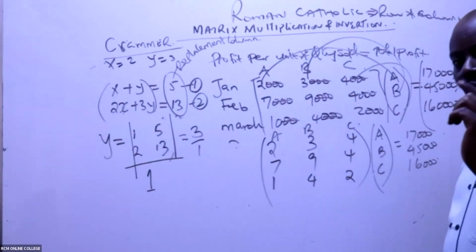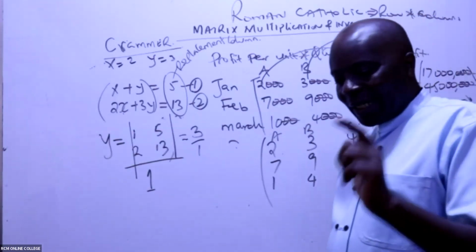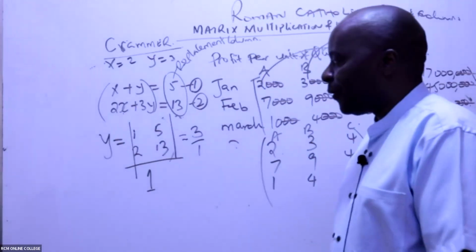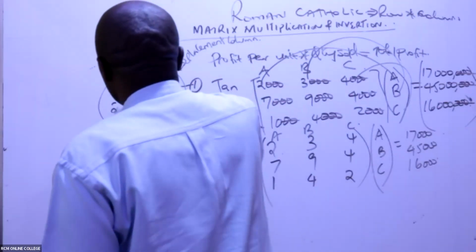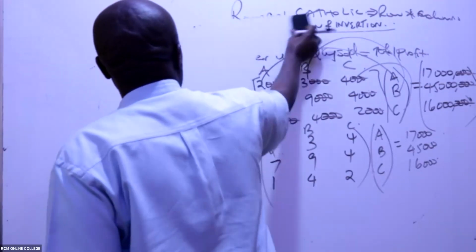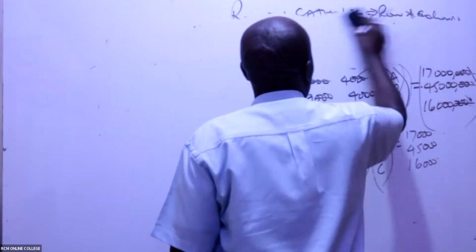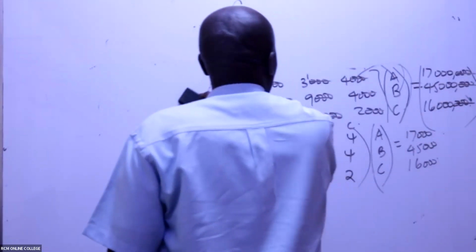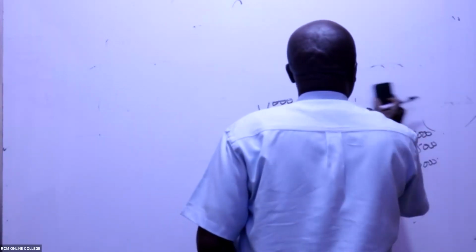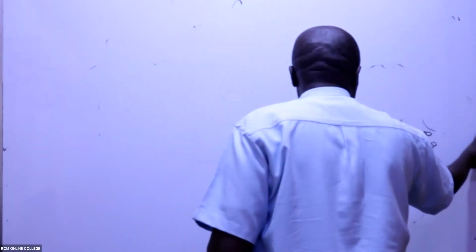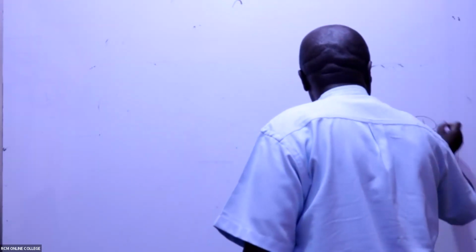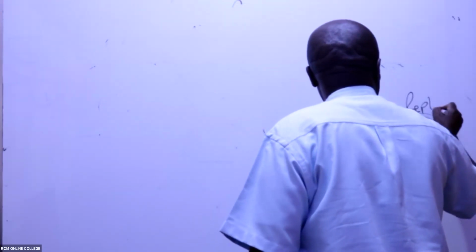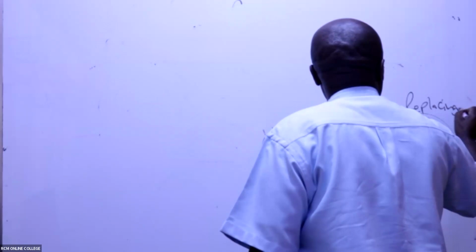So I will show you the 2 ways, because the examiner will attack you using either method. At times he will give you these kind of figures. Now, ladies and gentlemen, the most important thing to appreciate here is the name of this. This becomes the replacement, or just a replacing column.